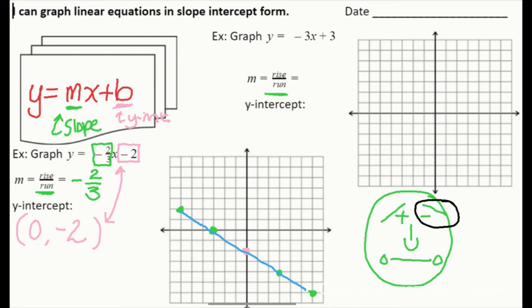Looking at our next example up here, we have graph y equals negative 3x plus 3. We have our negative 3 here. We have to take the sign with the number. If we have a negative 3, that will be our slope. However, it tells us rise over run, so we have to take this whole number, and whole numbers can always be over 1. So our rise is 3, and our run is 1.